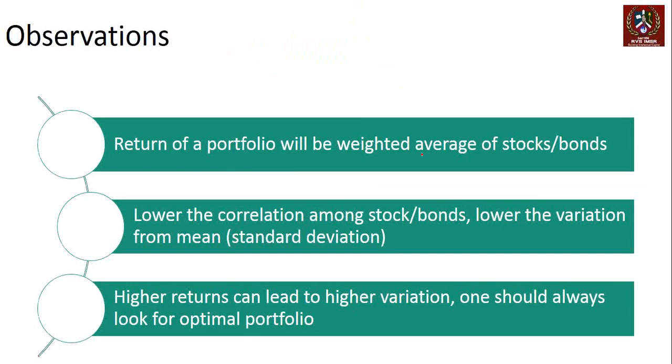Return of the portfolio will be a weighted average of the stock returns, as we knew, and that's going to be fixed at a given weightage regardless of what the correlation is. Lower the correlation among stocks and bonds, lower the variation from mean, or the standard deviation, or we're going to say lower volatility, right? That's what we have identified. Higher returns can lead to higher variance or variation. One should ideally look for the optimal portfolio.